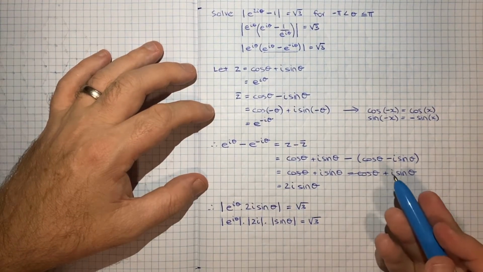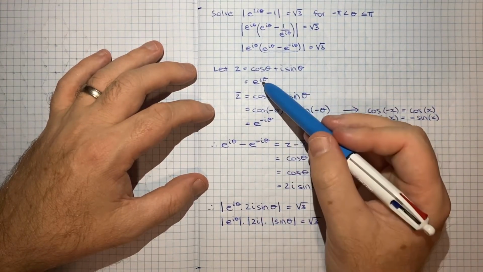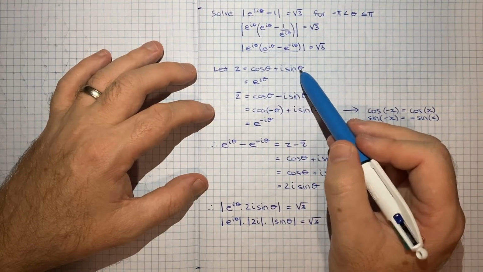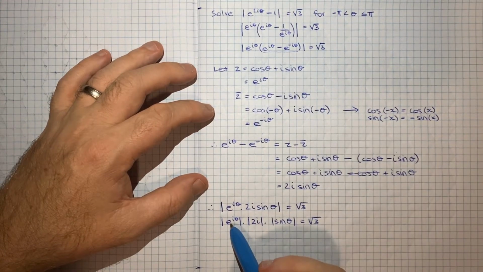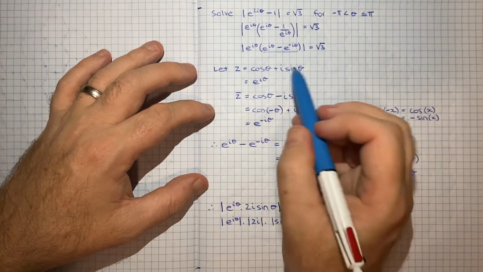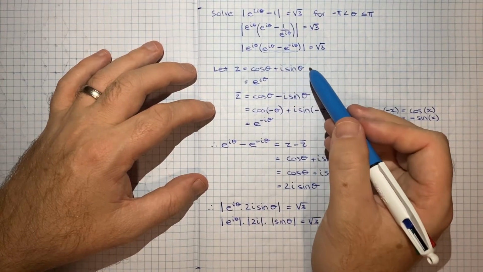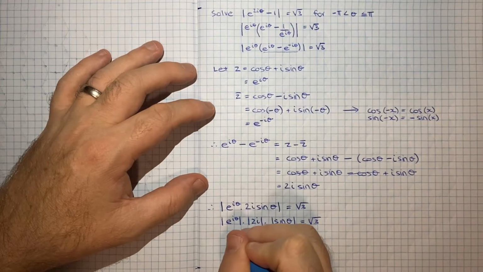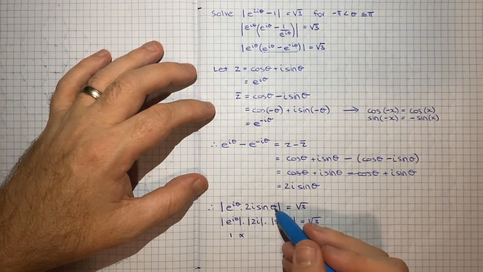And here we can go back to basics. This e to the i theta, which is just another way of writing cos theta plus i sine theta, is in mod-arg form where the modulus is 1 and the argument is theta. So the modulus of e to the i theta would be 1, times the modulus of 2i.